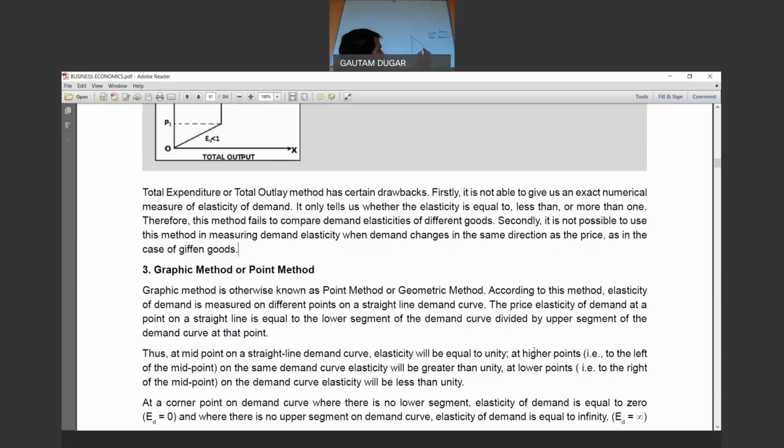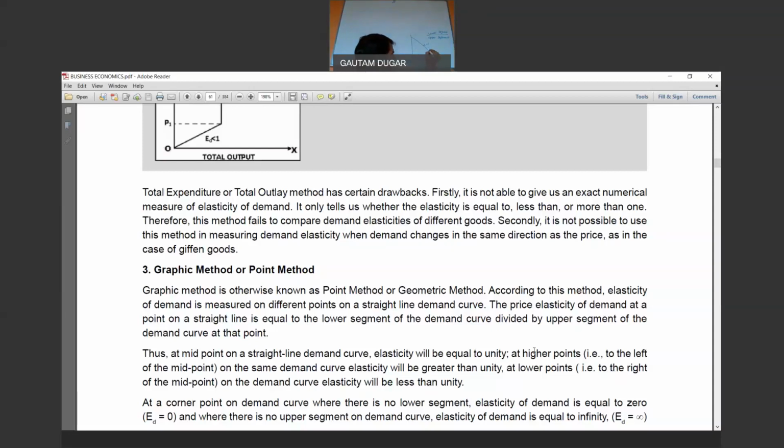That means this is the exact midpoint. At this point, elasticity of demand will be equal to 1. Why equal to 1? Because the lower segment divided by the upper segment would have the same values.